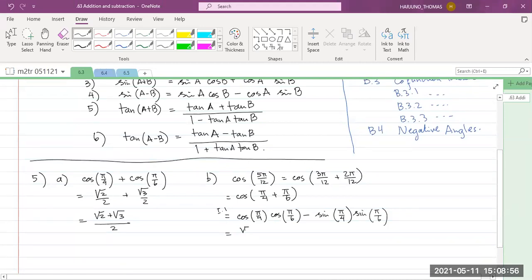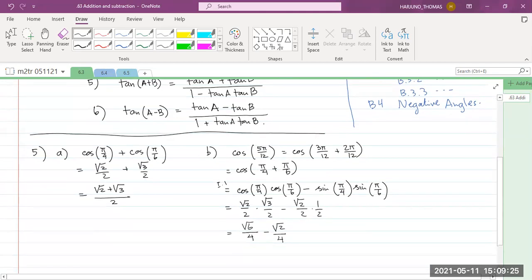This is radical 2 over 4. I'm sorry, radical 2 over 2 times radical 3 over 2 minus radical 2 over 2 times sine pi over 6, sine 30 degrees, that's 1/2. This becomes radical 6 over 4 minus radical 2 over 4.